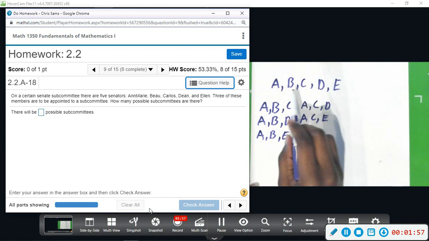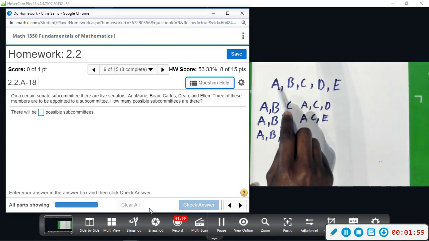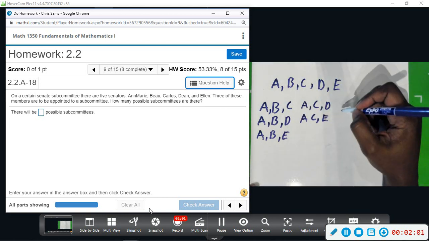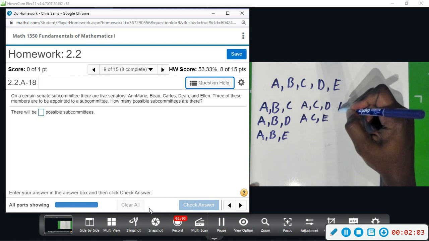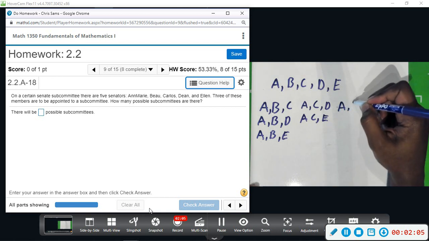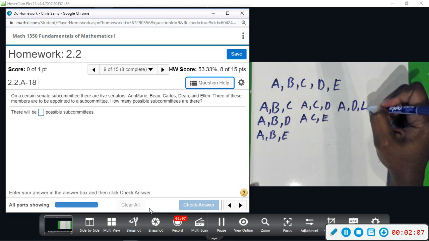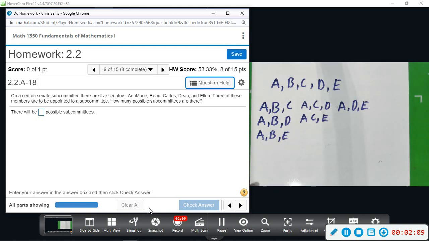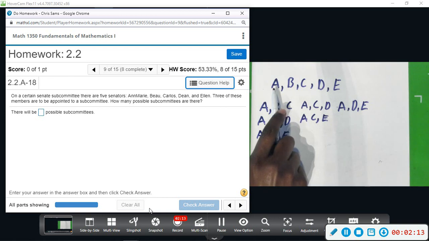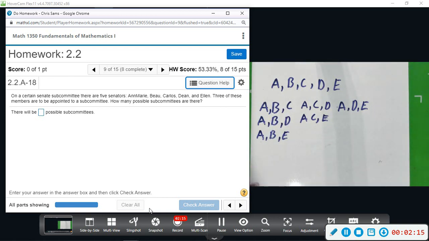So we're just going to continue to shift over. Now we're going to start with AD, so we'll do ADE. So these are all the subcommittees we can make using Anna Marie, A, first. There's 6 of them.